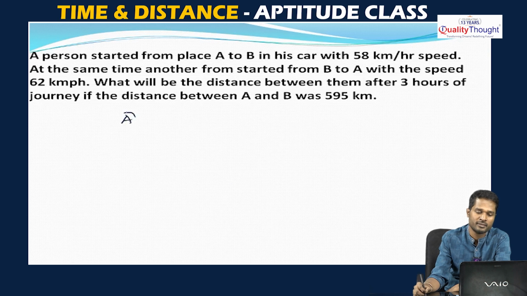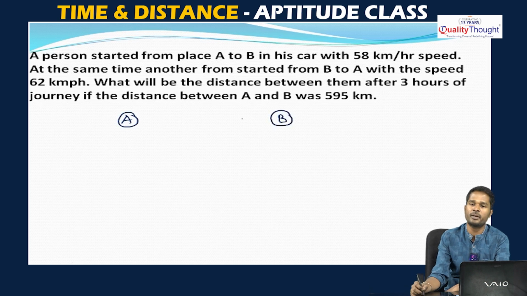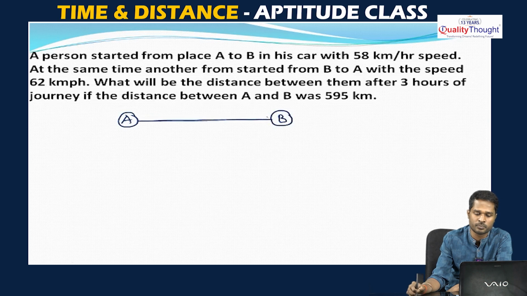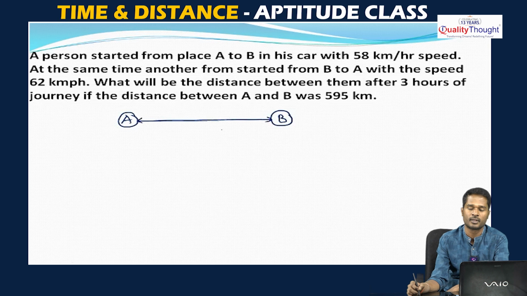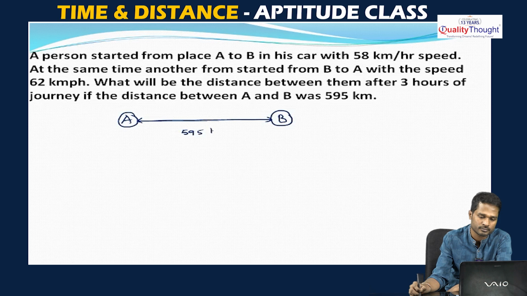It's so simple. In the previous question, we have seen the relative speed moving in the same direction. In this question, this is related to the relative speed moving in the opposite direction. Now the distance between both these places is 595 kilometers. From A, one person started with 58 kilometers per hour in this direction, and from B another person started at the speed 62 kilometers per hour in this direction.